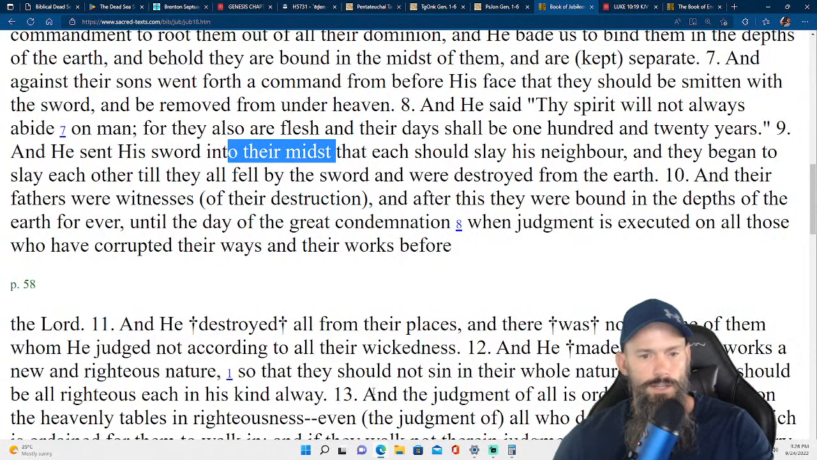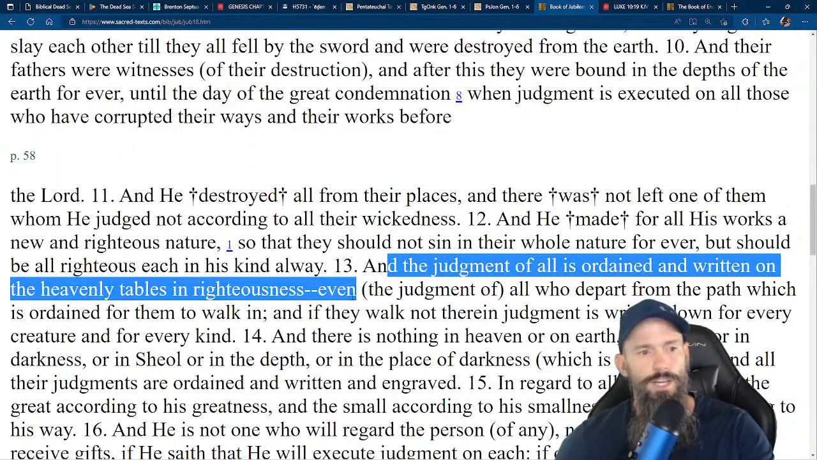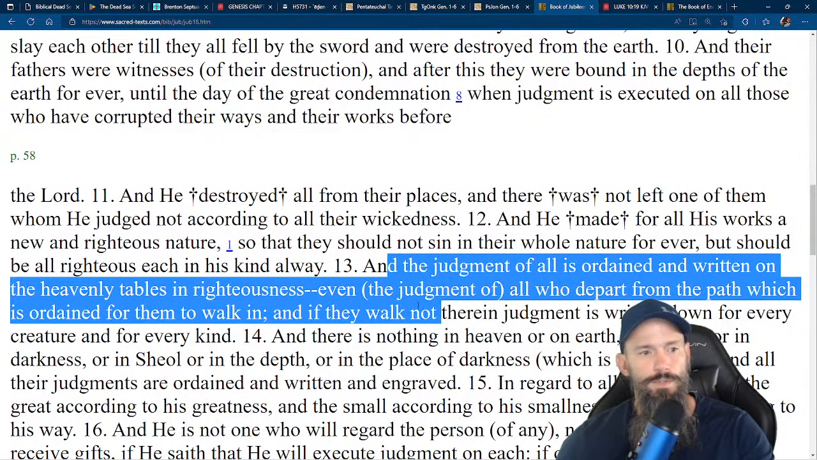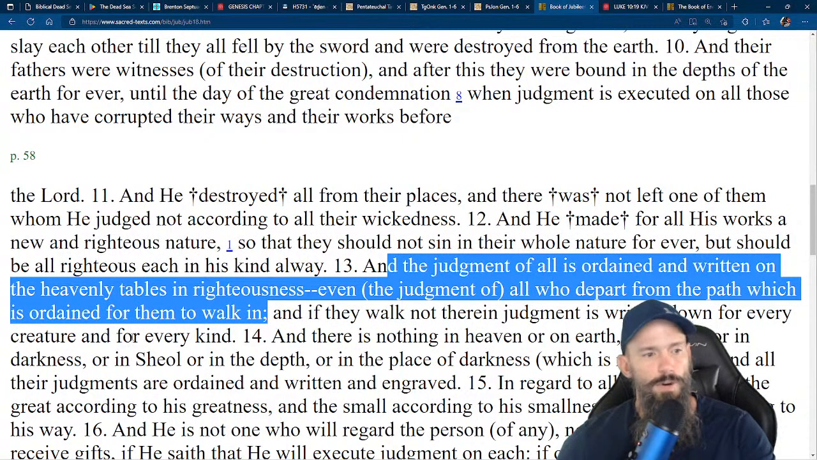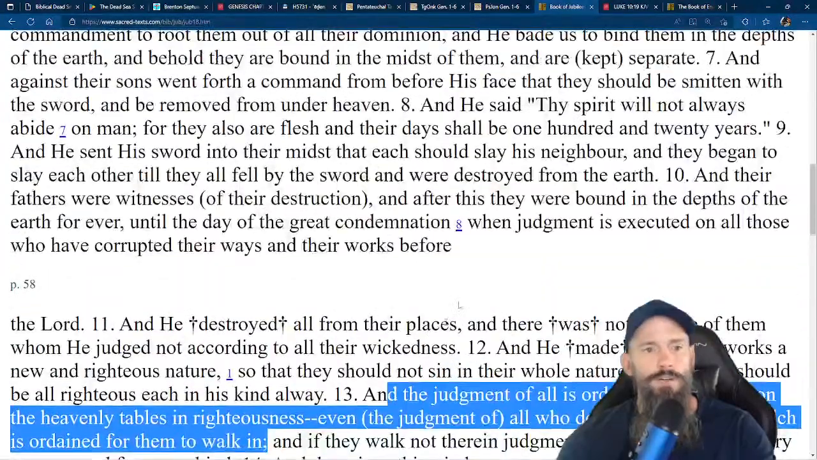And the judgment of all is ordained and written on the heavenly tables in righteousness, even the judgments of all who depart from the path which is ordained for them to walk in. If they walk not therein, judgment is written down for every creature and for every kind. Plenty more you can read.